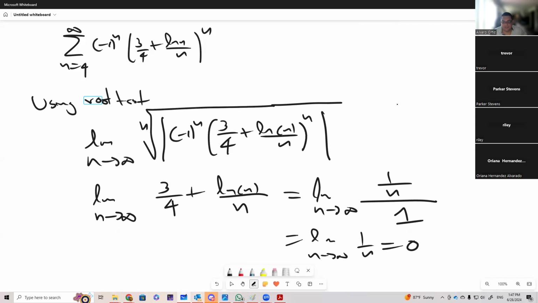Now, because this is 0 and it's less than 1, then we can actually use the root test here and conclude. We know that this is then convergent by root test.